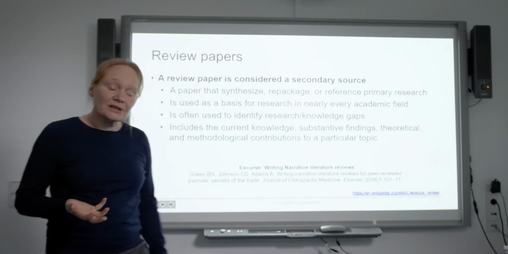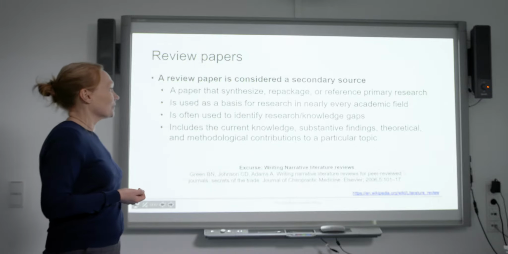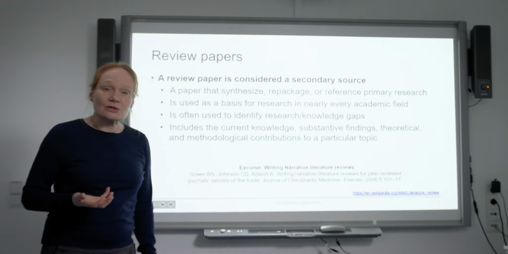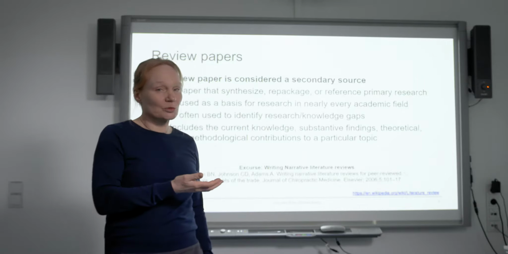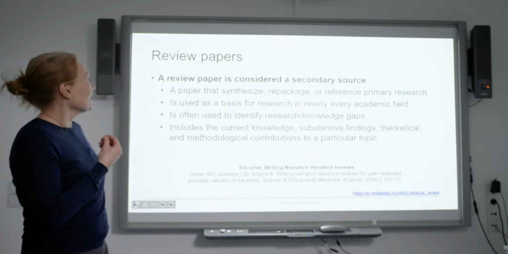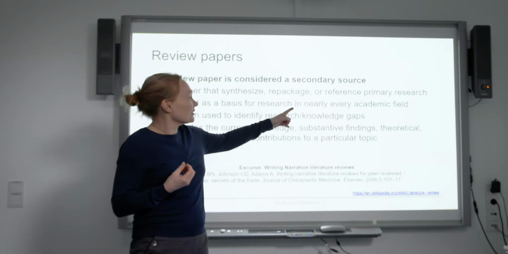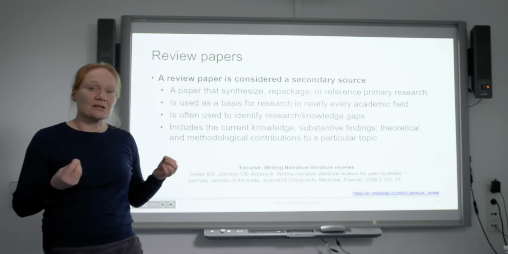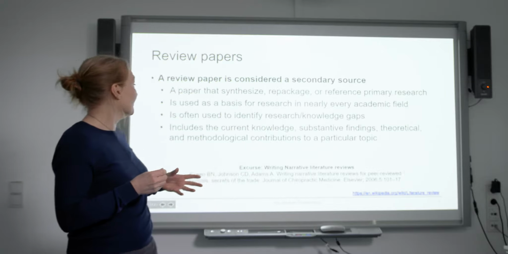Then there's a different kind of paper. This is a review paper. A review paper is considered a secondary source. Now, secondary source doesn't mean it's secondary, like secondary versus primary. It just means that you synthesize, repackage, or reference primary research. So here's the difference between primary and secondary, but it doesn't have a value judgment in it, okay?